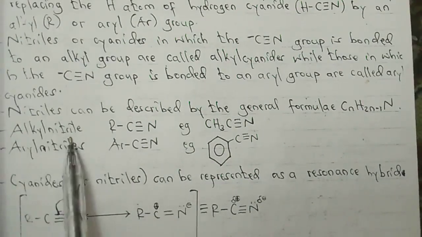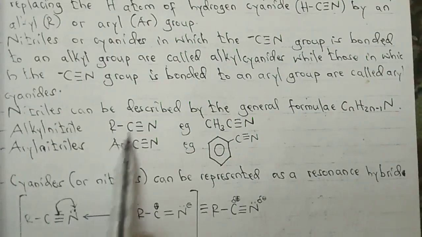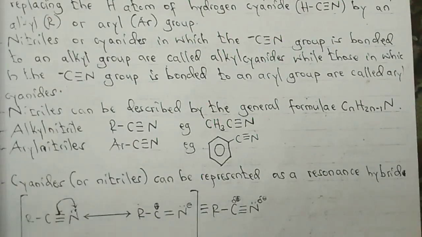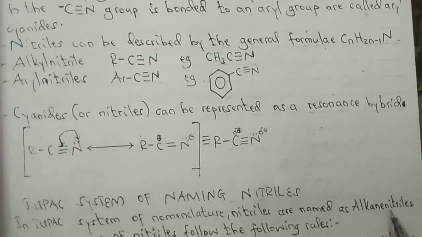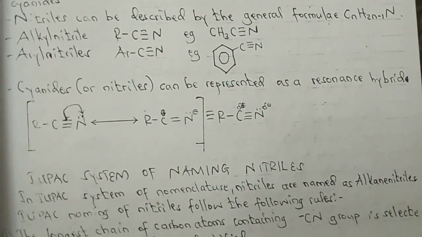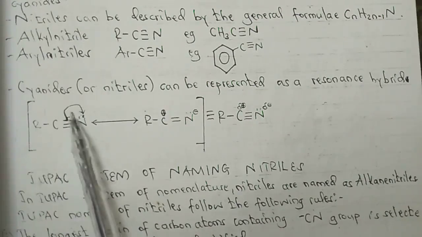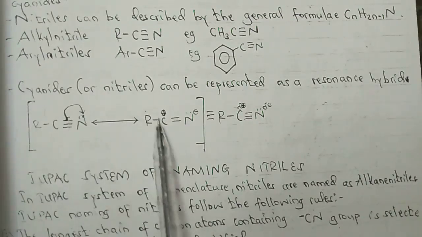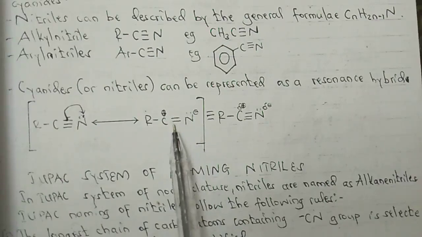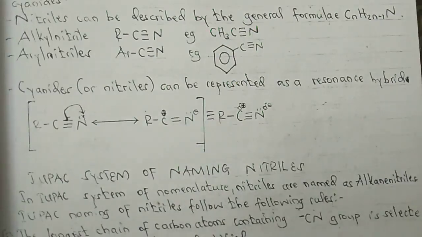The alkyl nitrile appears like this way, where R is an alkyl group, and this is an example, while the aryl nitrile has the aryl group, then the cyanide attached. So cyanides or nitriles can be represented in the resonance hybrid. Kwa namna kama ile pale, this bond can be broken to donate the lone pair to nitrogen, and then it makes this carbon become positive and this nitrogen negative. Finally, this electron on the nitrogen can be brought back here again and mesomerism occurs.